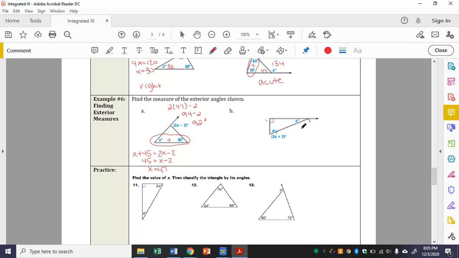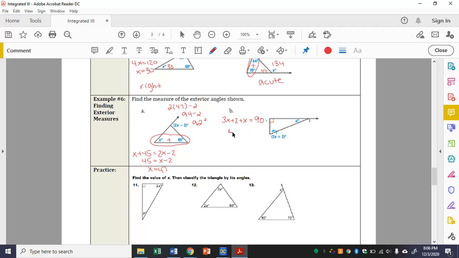Okay. B is a little bit different because I first need to figure out what x is. I can add these two angles together, but I don't have anything to set them equal to over here. So I want to figure out what x is. I know that in a right triangle, these smaller acute angles have to add up to 90 degrees. So I'm first going to solve for x by saying 3x plus 2 plus x is equal to 90 degrees.